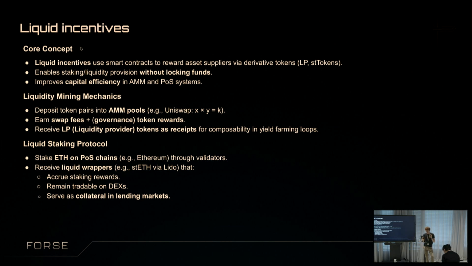Next block, I'm not going to go down that road and explain DeFi protocols, but within DeFi protocols there are AMM pools. For example, Uniswap with the simple formula x times y equals k, and you can earn swap fees and sometimes governance, but token rewards for providing liquidity. And you receive liquidity provider tokens as receipts for composability in yield farming loops. What this all means is you put money somewhere, you lock it, but you don't lock it for a year, you lock it until you withdraw it, and then you get money for it.